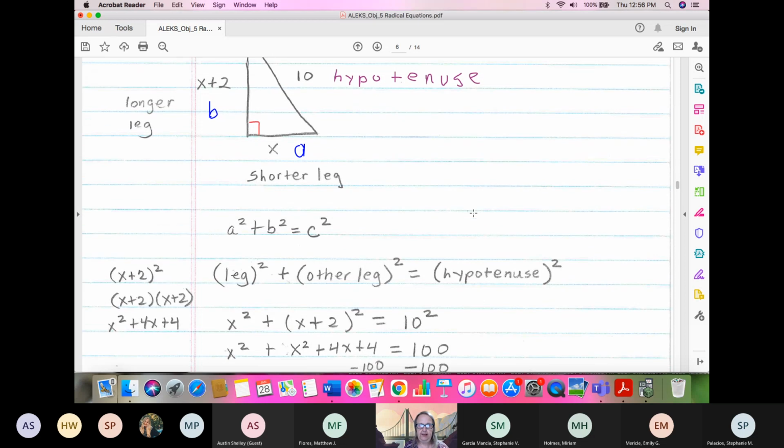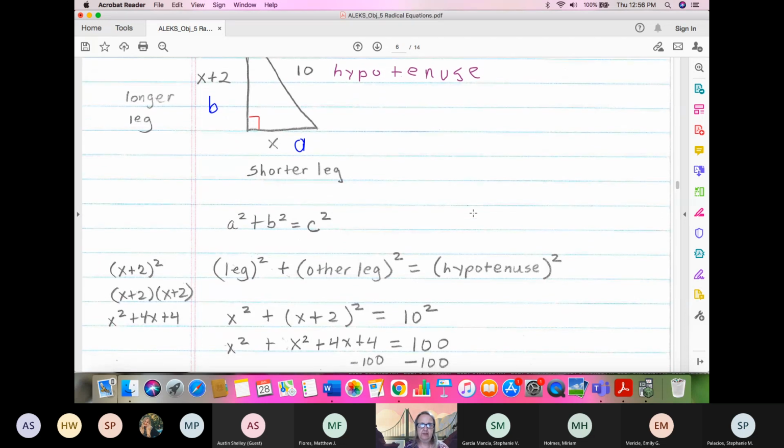So let's just plug in. It doesn't matter. Half of you could put one of the legs here and the other half could put the other leg here. It doesn't matter which leg you put in first because addition is commutative. So we're just going to put in this. We'll use the shorter leg first. We'll put it in first.